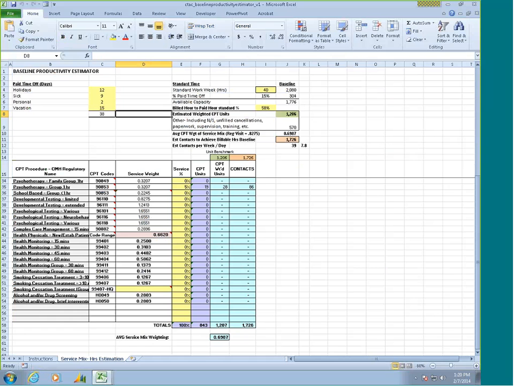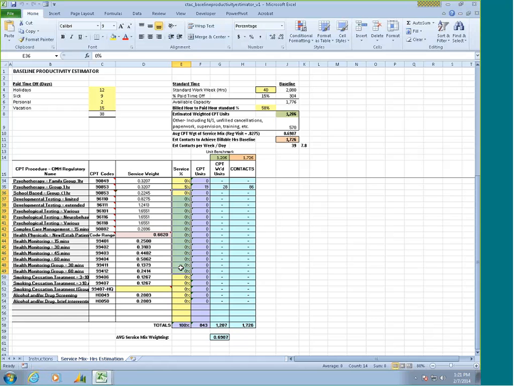There's what's called a productivity estimator. What this will allow you to do is to put in your paid time off, like the other one, put in your standard work week, put in your billable hours, and then put in what your basic service mix is, and it'll calculate the number of contacts you need.